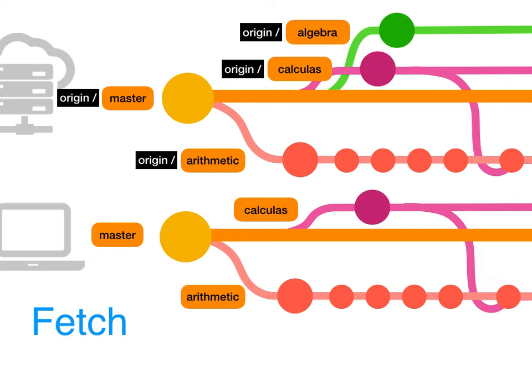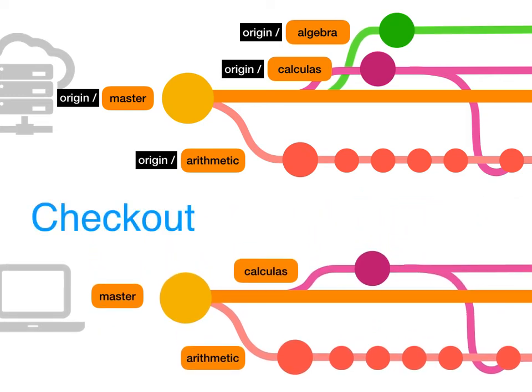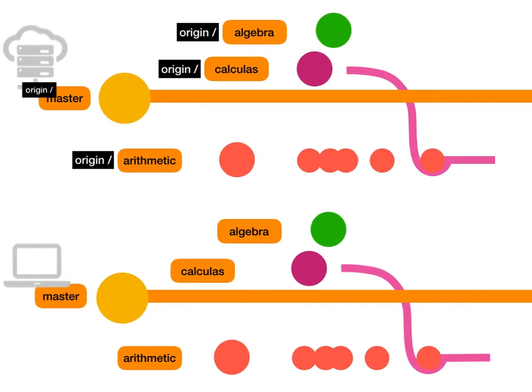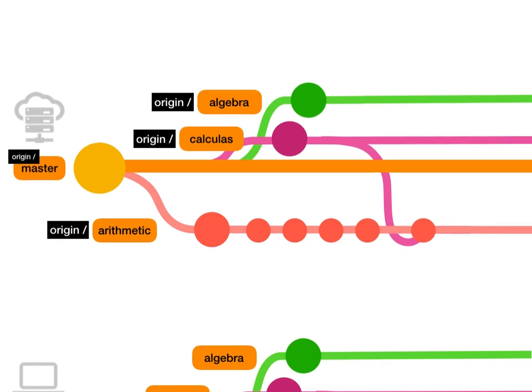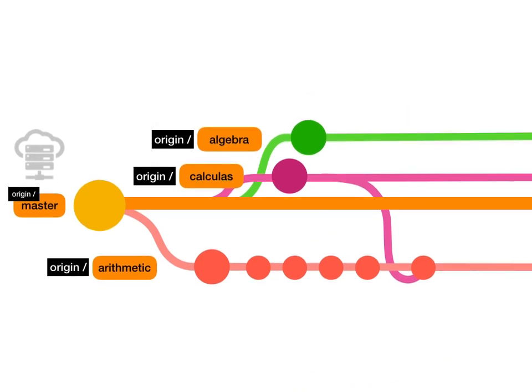If you want to take a look at what your friend has done, you can check out their branch. By checking out, what you're pretty much doing is copying their branch to your own local branch. All right, hopefully what I've done so far is pretty clear. Now let's take a look at what we can do with our branches.